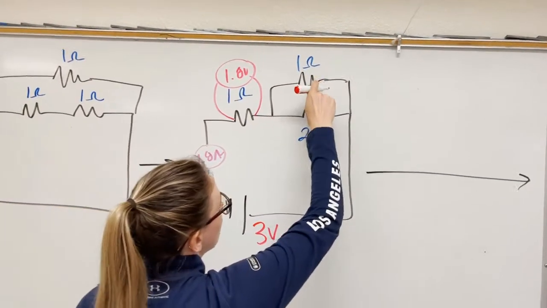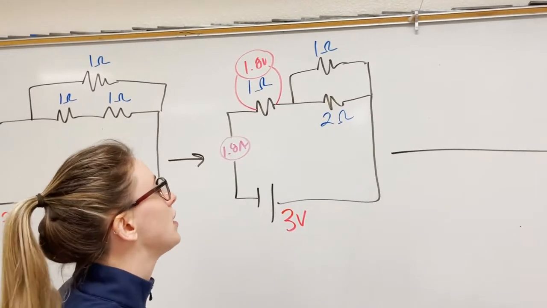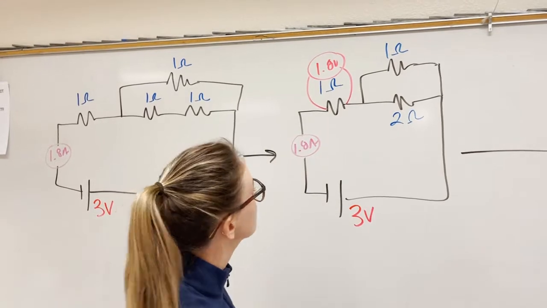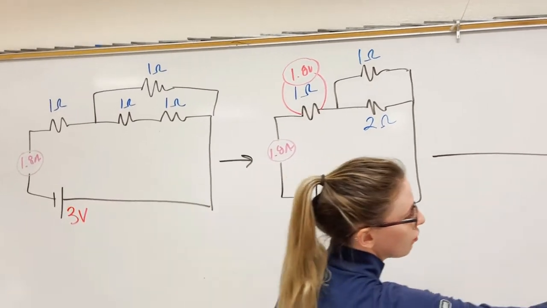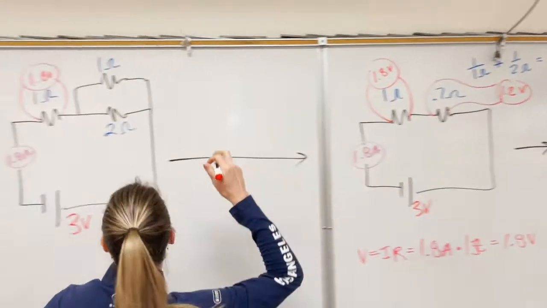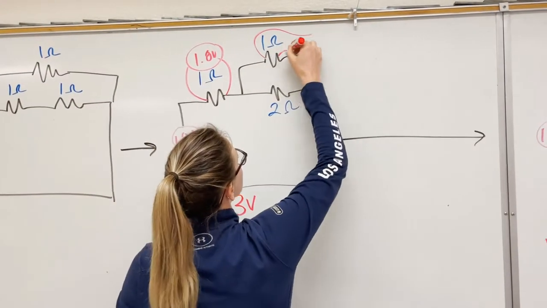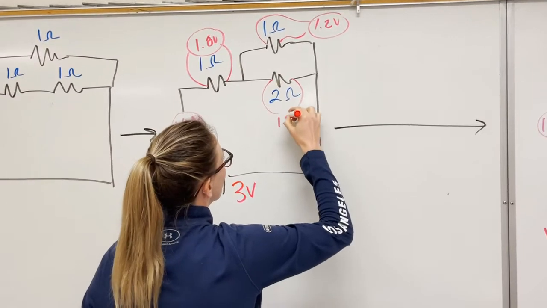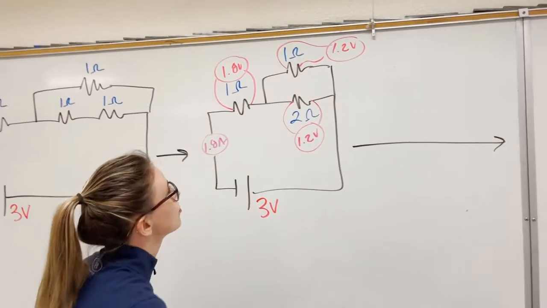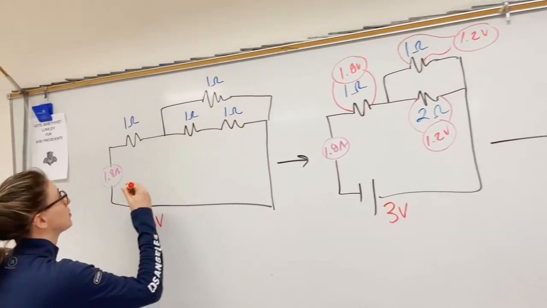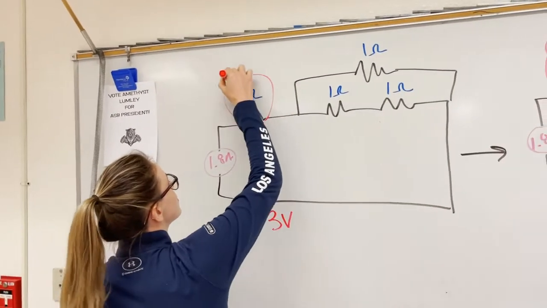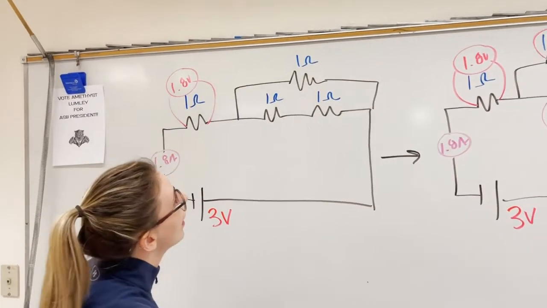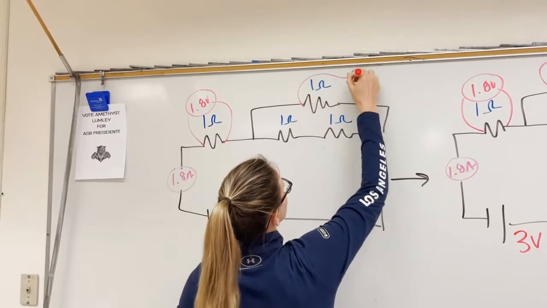Now, what do we know about the voltage when we have something in parallel? When it's in parallel, the potential difference is the same. The voltage is the same. So this 1.2 volts is going to go to both of these. Both of them are going to be 1.2 volts. So as I come over here, let's talk about the voltage here. This is going to be 1.8 volts. And this is still just 1.2 volts, right?